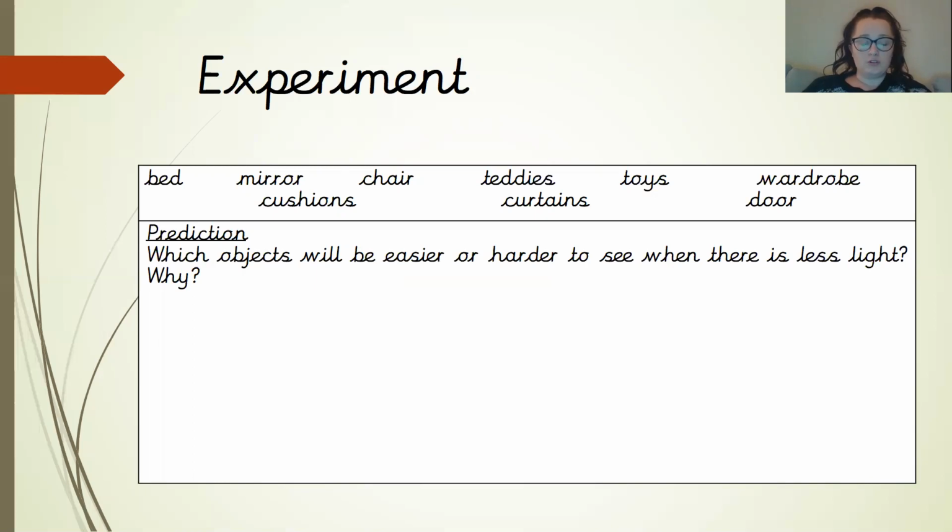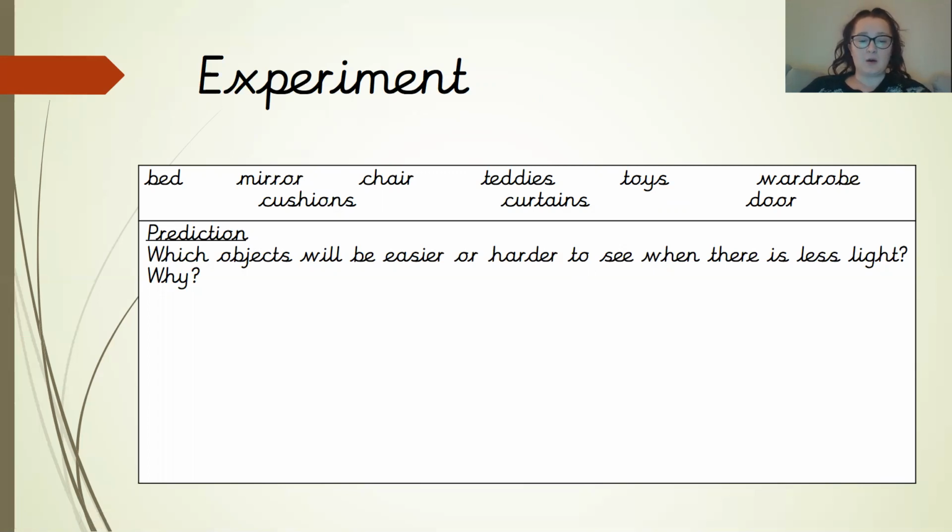So, what we're going to do, first of all, I'd like you to choose a room in your house that might be dark. And then, as shown, I'd like you, on the top here, to think about all the different things that might be in your bedroom or the room that you've chosen. So I've chosen, for a child's bedroom, a bed, mirror, cushions, a chair, some teddies, curtains, maybe you've got some toys there, you'll have a door and maybe a wardrobe as well.